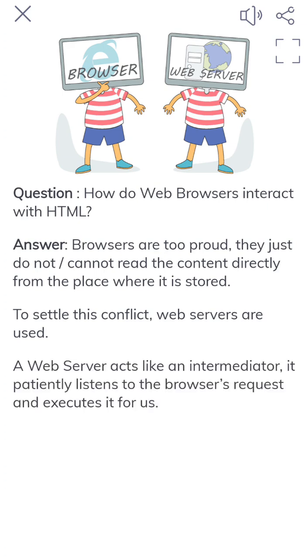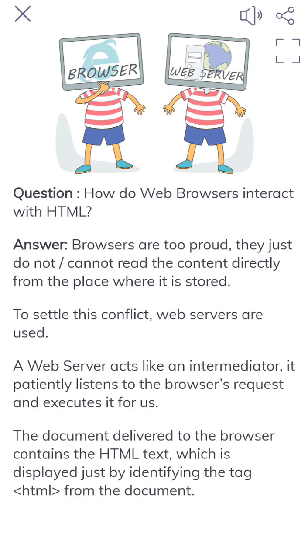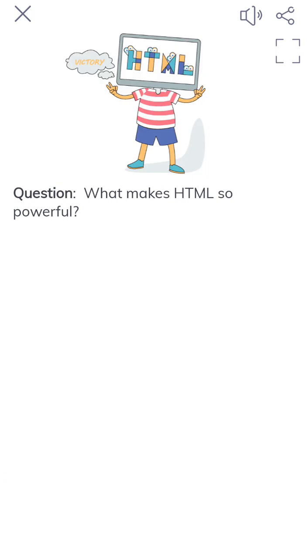A web server acts like an intermediary, it patiently listens to the browser's request and executes it for us. The document delivered to the browser contains the HTML text, which is displayed just by identifying the HTML tag from the document. Question: what makes HTML so powerful?